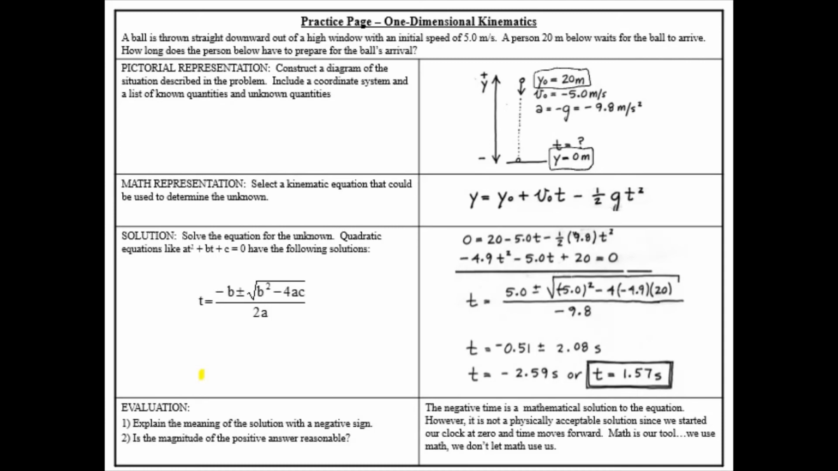Now if I had chosen that as 0, some books would say to always choose the original position of the object as 0. If I were to do that, then my y final down here is going to have to be negative 20. I've got to be careful with my signs. If that's the 0 on my coordinate system up there, then my y final would have to be negative 20 because it's 20 meters below where the object started. So if you chose y0 as 0, then y final would be minus 20.